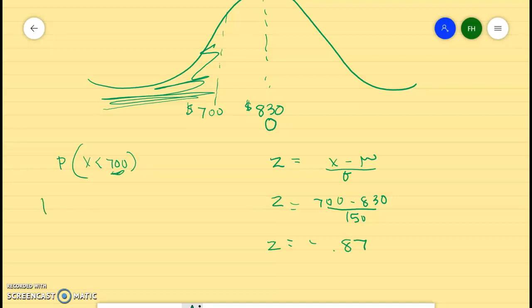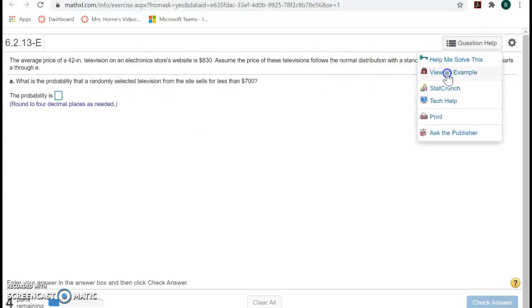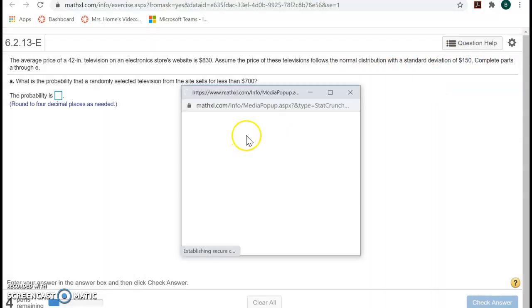So this as a z value is negative 0.87. We want to know the probability that z is less than negative 0.87, and we're going to use that to look it up on our table. I'm not sure if they give us a table here, so we can do one of two things.